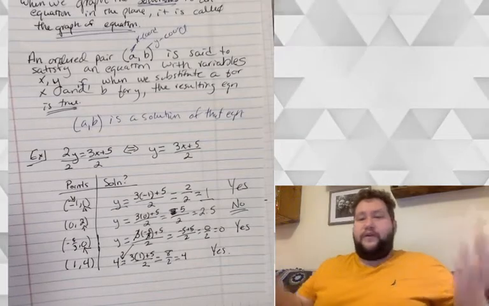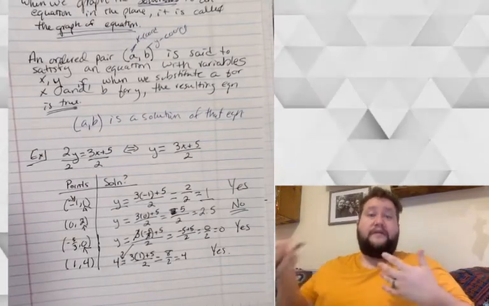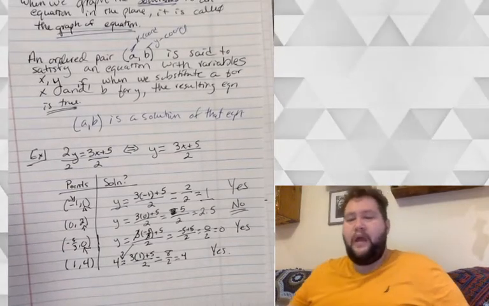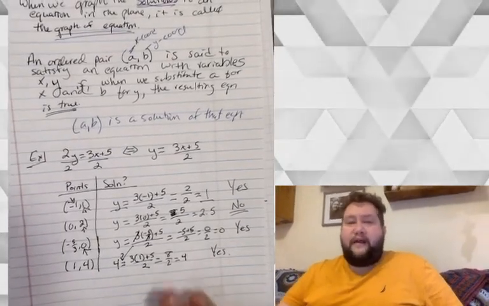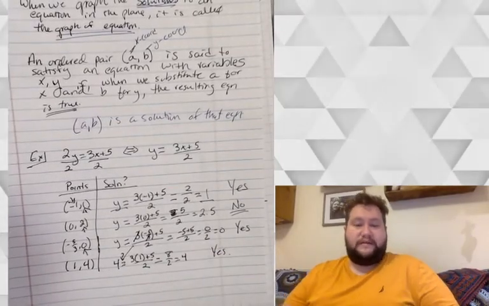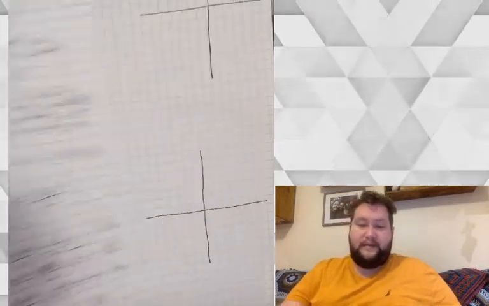So whatever your equation is, you substitute one or both values in for your variables, and then you see what happens from there. But now I said a graph, our definition here at the top, is if we graph all of these solutions. And so let's go ahead and start.